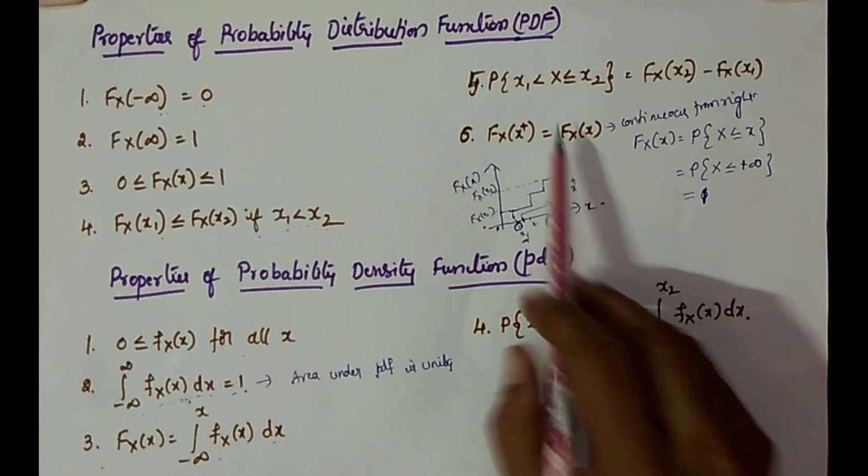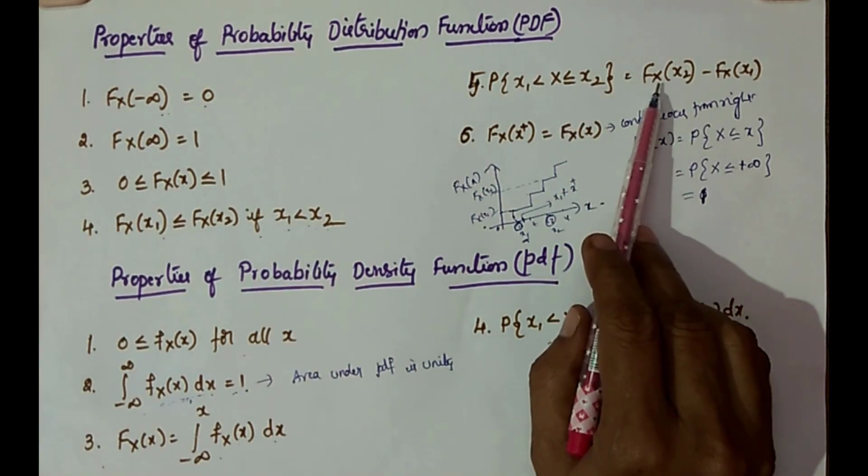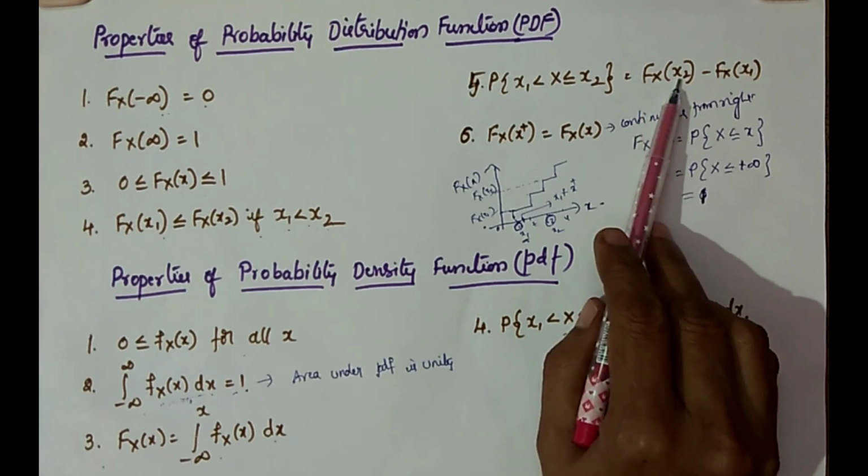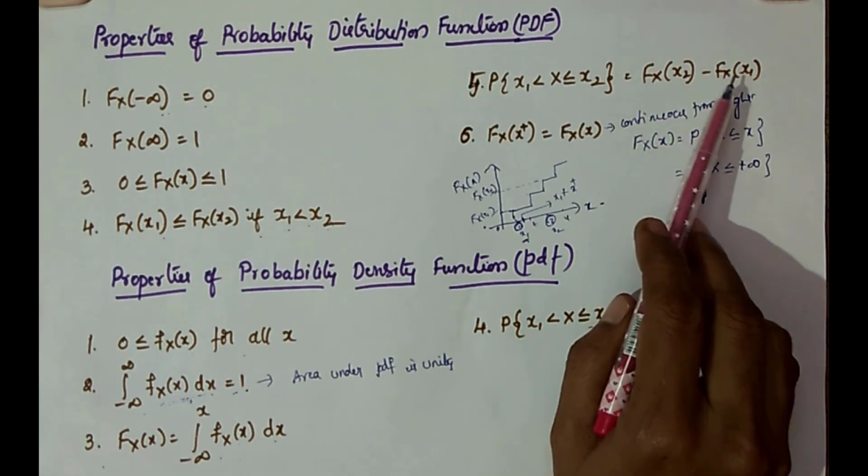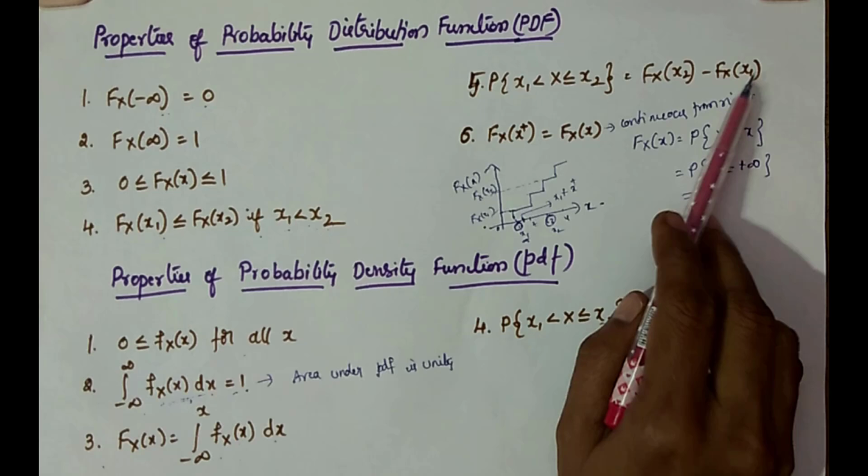Otherwise, what do you do here? You have to find the distribution function at x2 and then subtract the distribution function at x1.